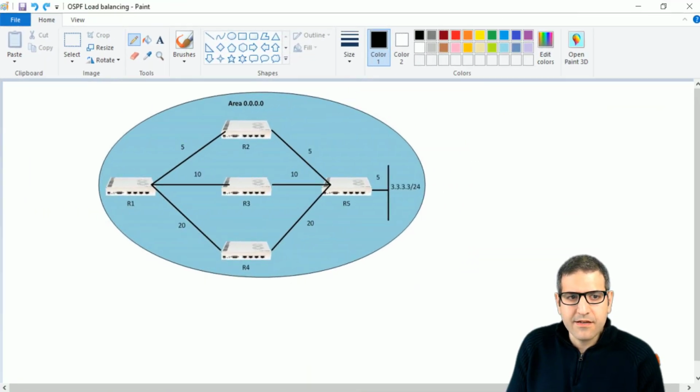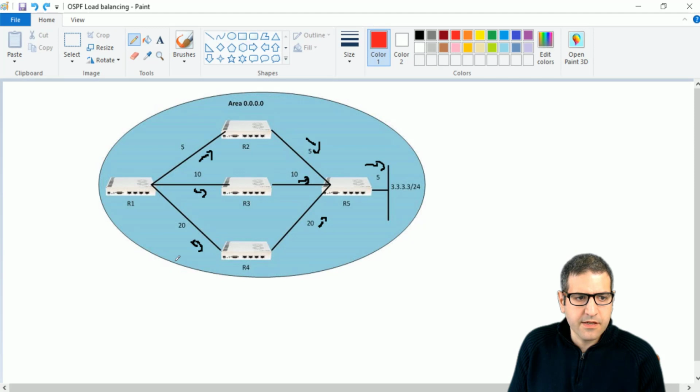As you can see here in front of you, we have area 0, the backbone area, and we have those routers connected to each other. So we have router 1 connected to router 2, router 3, and router 4, and then router 2, router 3 and router 4 are connected to router 5, and router 5 has a network 3.3.3.0.